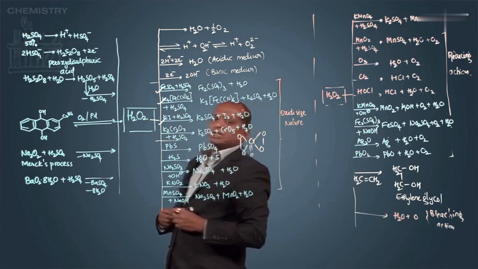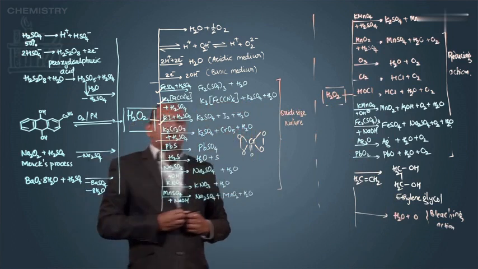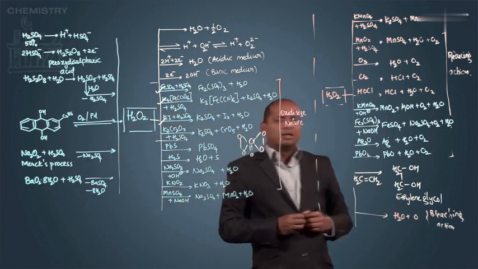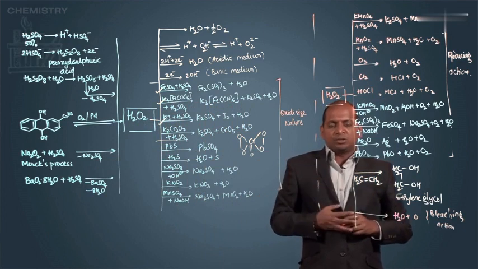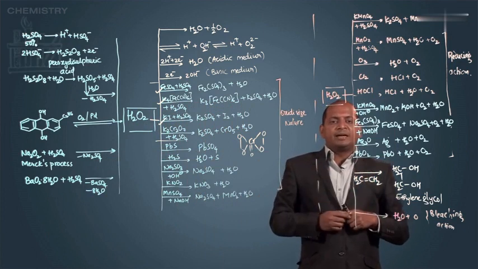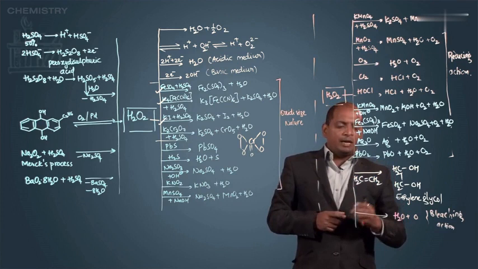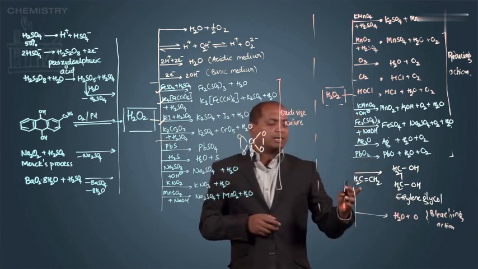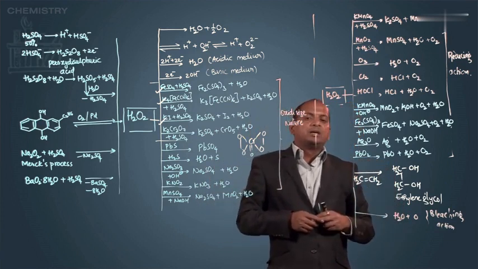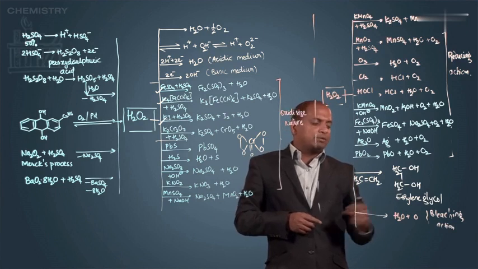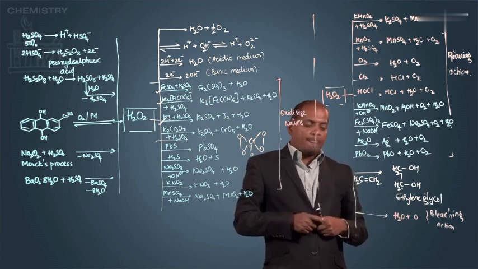Hydrogen peroxide is also very important for organic reactions. It directly gets added across the double bond, and this is the reaction where ethylene reacts with hydrogen peroxide, giving you ethylene glycol.